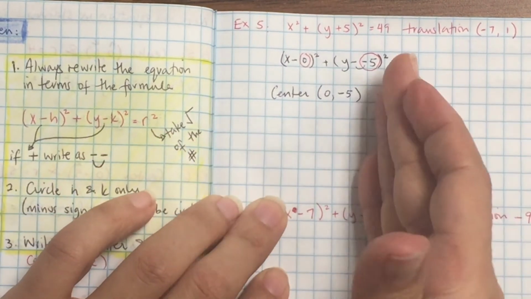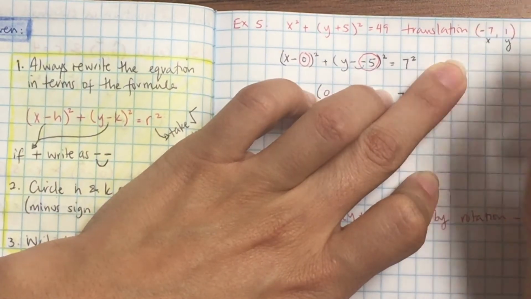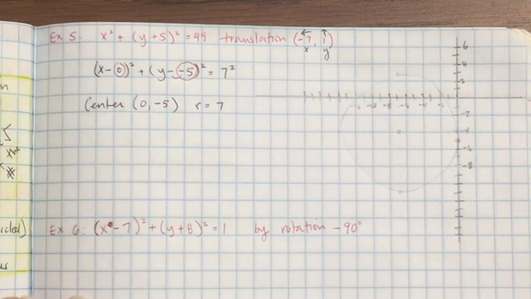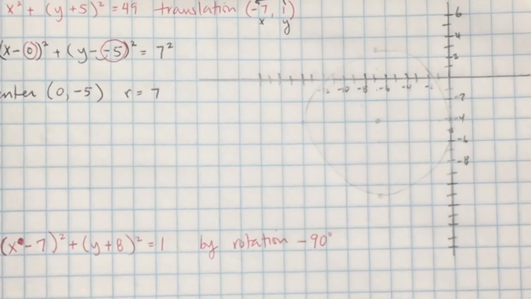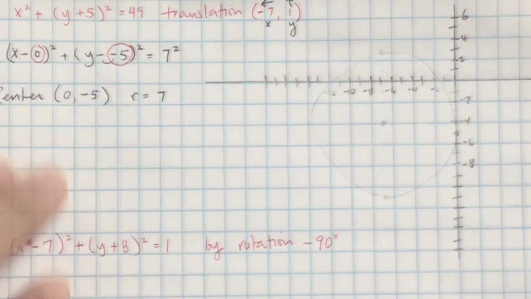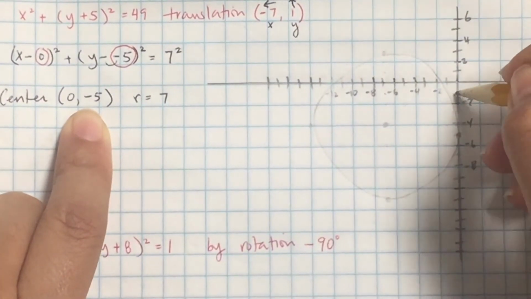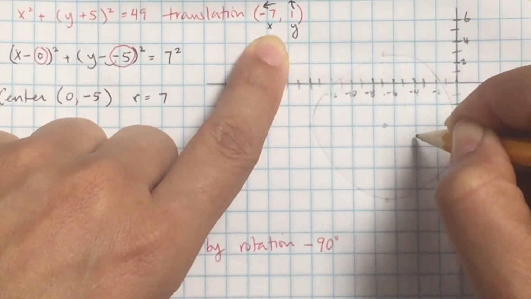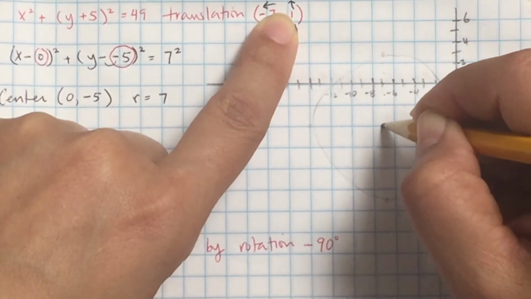Once I have my center, all I have to do is translate it. Translate it is just moving it. So all you're going to do is apply the transformation. So I'm going to subtract 7 from x, add 1 to y. Alright, but I'm going to draw it out first. Again, remember, no sketches. Start at the center, 0, negative 5, and then go left 7, and then up 1.